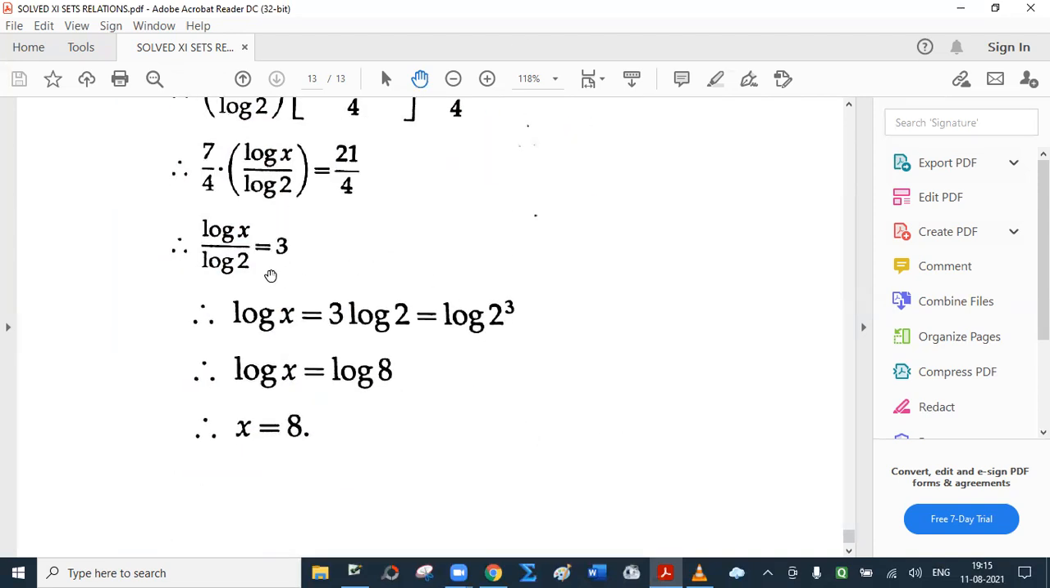So log x upon log 2 is what? 3. 21 by 4 into 4 by 7. Okay. So log x is what? 3 log 2. 3 log 2 is log of 2 cube. So log x equal to log 8. And therefore x equal to 8.